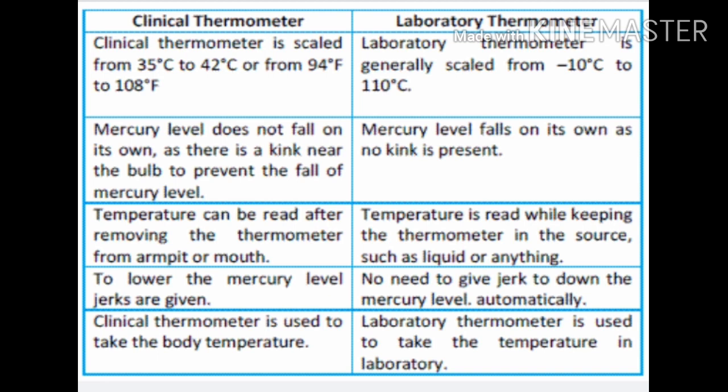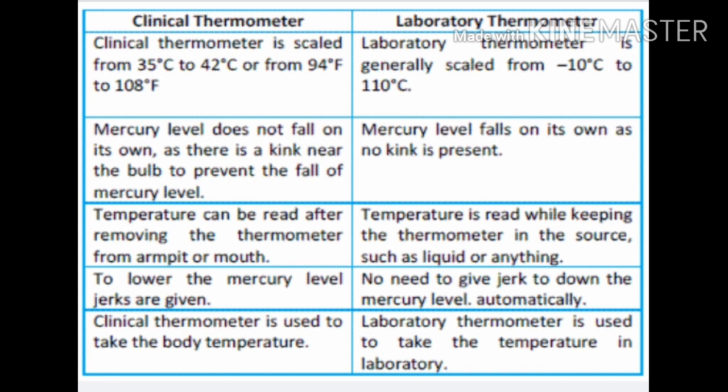Difference between the clinical thermometer and laboratory thermometer. The clinical thermometer ranges from 35 degrees Celsius to 42 degrees Celsius, whereas the laboratory thermometer is from -10 degrees Celsius to 110 degrees Celsius. In the clinical thermometer, the mercury level does not fall due to the kink. In the laboratory thermometer, the mercury level falls on its own as no kink is present.